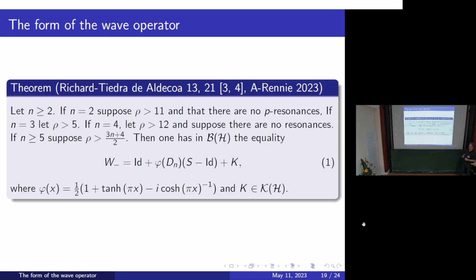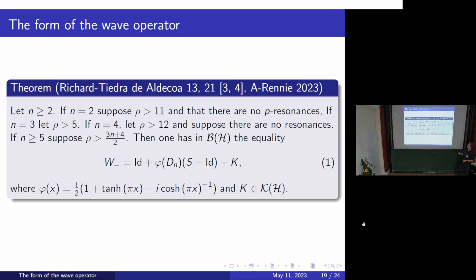So my first theorem. There is a version of it in one dimension from 2008 by Sir Richard and Johannes Kellendorf. And this version is for dimension bigger than or equal to 2. The first one in 2013 for 3 dimensions was by Sir Richard and Raphael Tiedra de Aldecoa. And in 2 dimensions they fixed that in 2021, and then other dimensions this year.